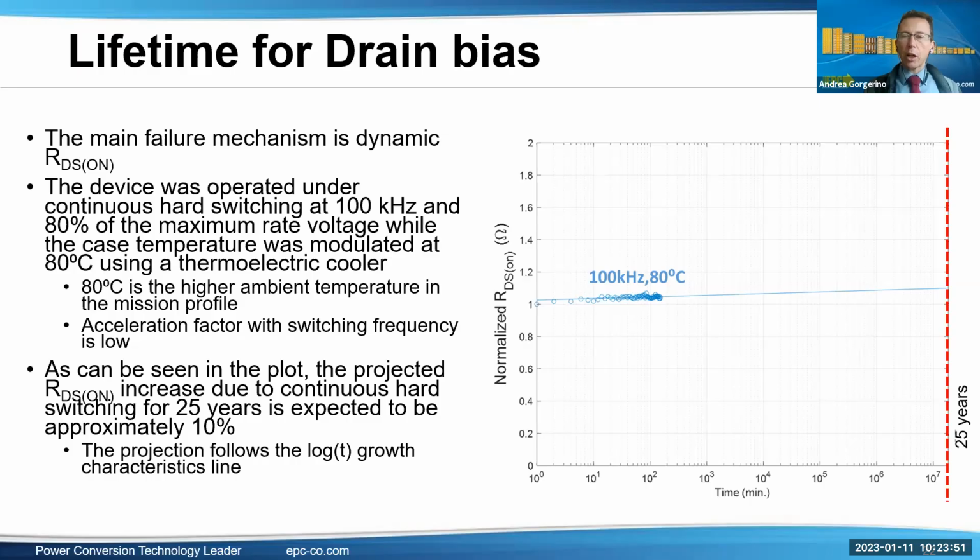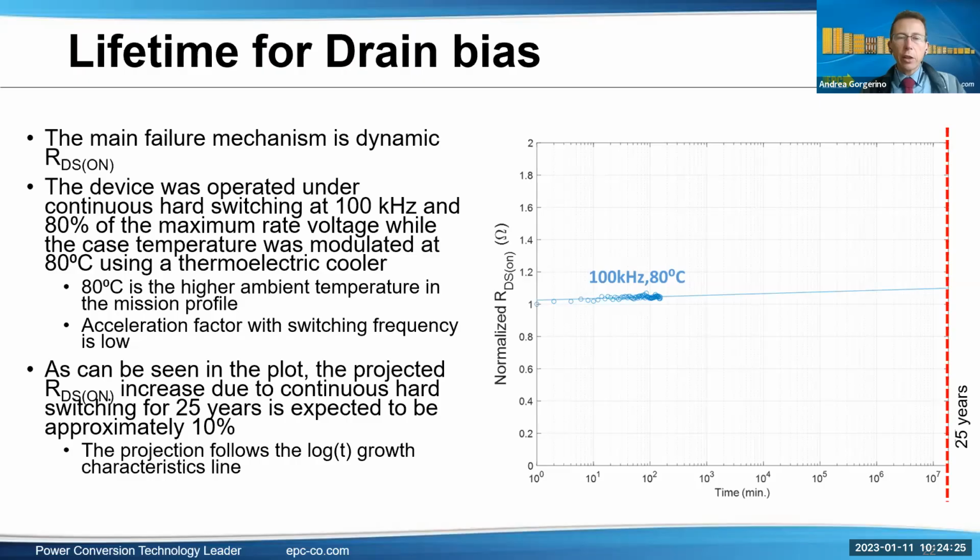You can see here a chart on the right-hand side. It has time versus normalized RDS-on. That's basically one is where it starts off, and the percentage shows the increase. The right-hand side of the chart is basically 25 years. You can see it's less than 10%. 10% is what we use as a criterion for dynamic RDS-on. So the device here was operated under continuous hard switching at 100 kilohertz, and 80% of the maximum rated voltage. So for a 100 volt device, that's 80 volts, and at 80 degrees C, which is the typical mission profile.